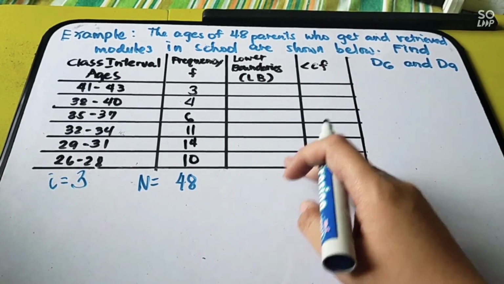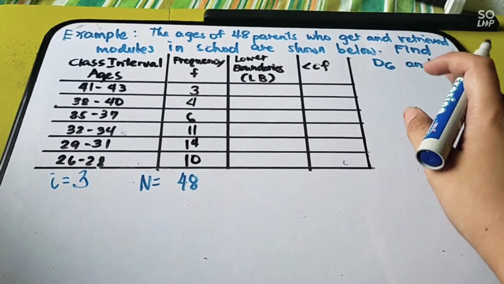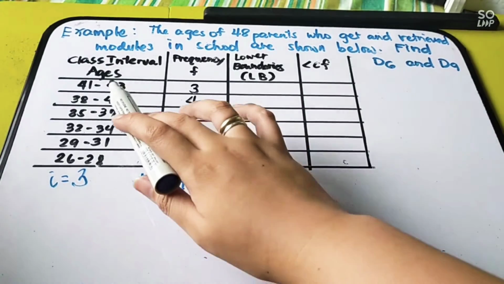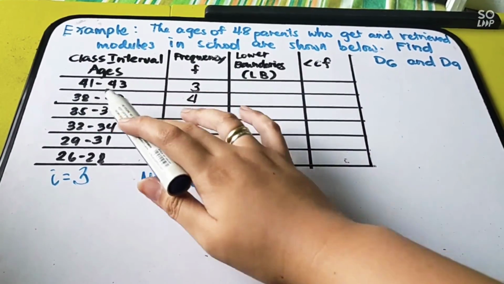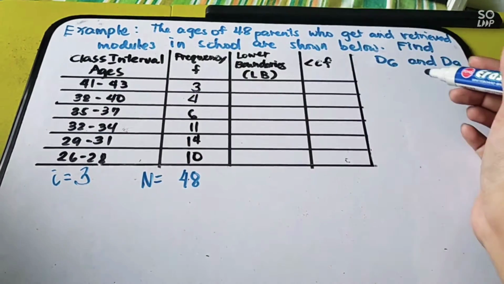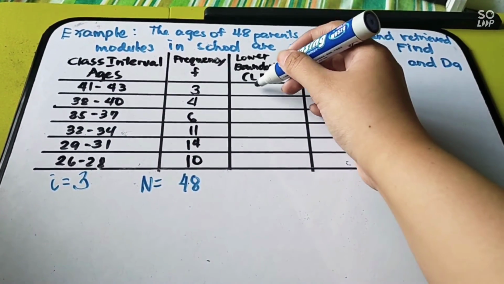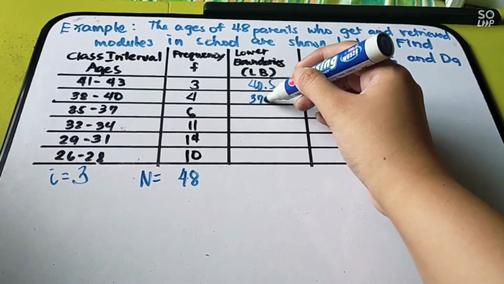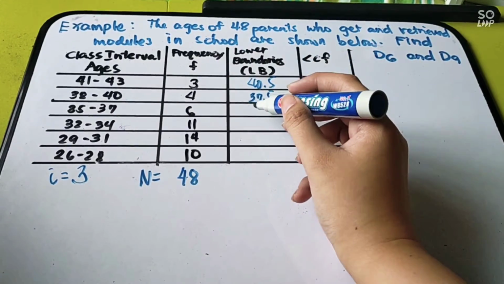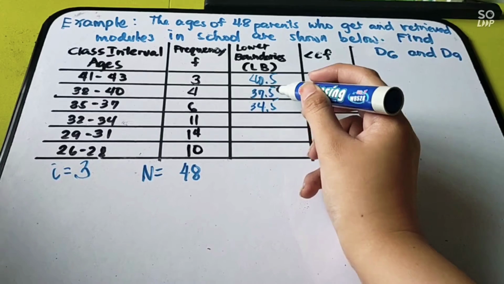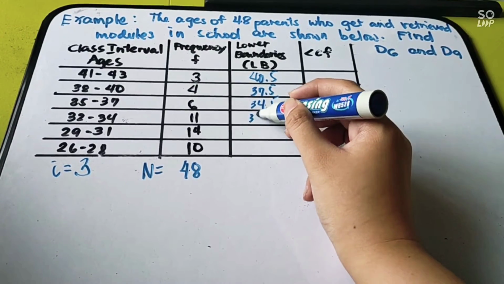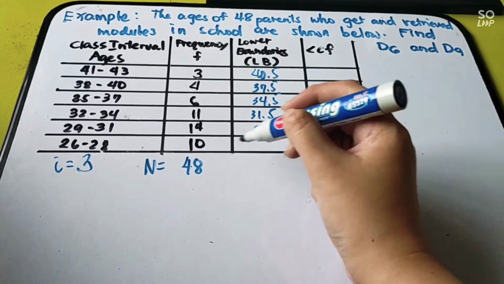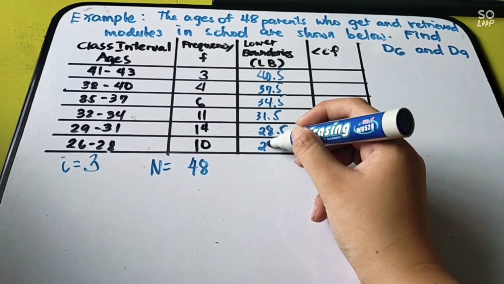Find the lower boundaries and the less than CF or less than cumulative frequency. So, our lower boundaries, you are going to subtract 0.5 from the lower limit. So, 41 minus 0.5, the answer here is 40.5. Next, 38 minus 0.5, we have 37.5. 35 minus 0.5, we have 34.5. 32 minus 0.5, that is 31.5. 29 minus 0.5, that is 28.5. And 26 minus 0.5, that is 25.5.